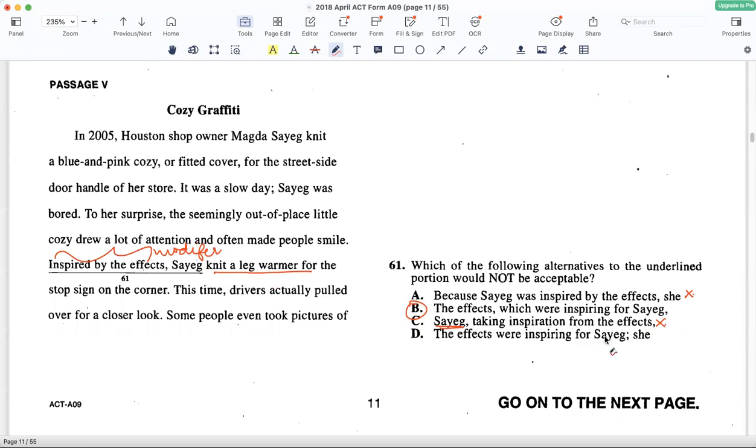The effects were inspiring for Saik. She knit a leg warmer. So this is also correct. This is one sentence. And then I'm saying she knit a leg warmer. That's the second sentence. So I'm putting a semicolon between them. So this is fine. So it's acceptable. So the answer is B.